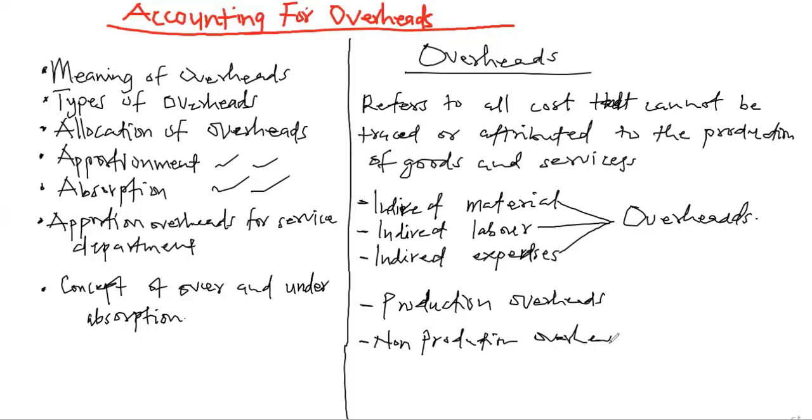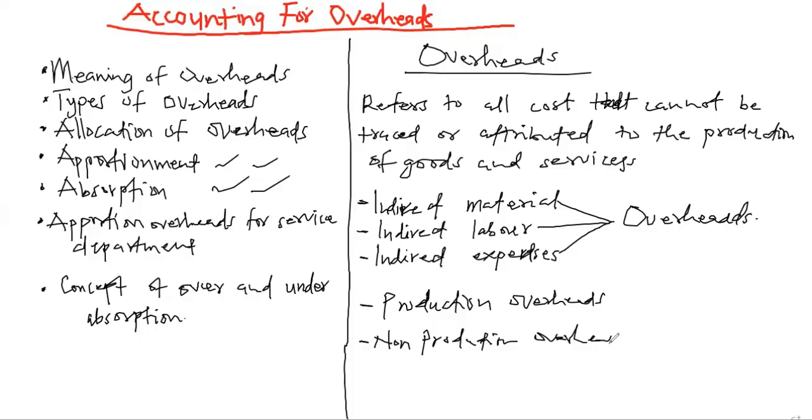Then we move to the indirect expenses. Examples are depreciation and also factory rent. These are costs that are incurred in the production process.